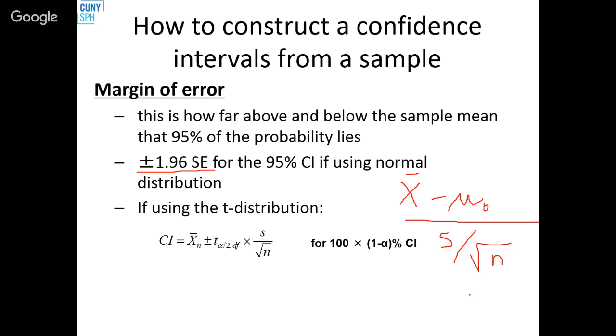And when you're using the t-distribution, your confidence interval is the sample mean, as it always is, plus or minus the standard error, and instead of 1.96, it's the critical value of the t-statistic for alpha over 2. So for a 95% confidence interval, that is a t for 0.025, and your number of degrees of freedom, which is n minus 1 for one sample. Any questions?